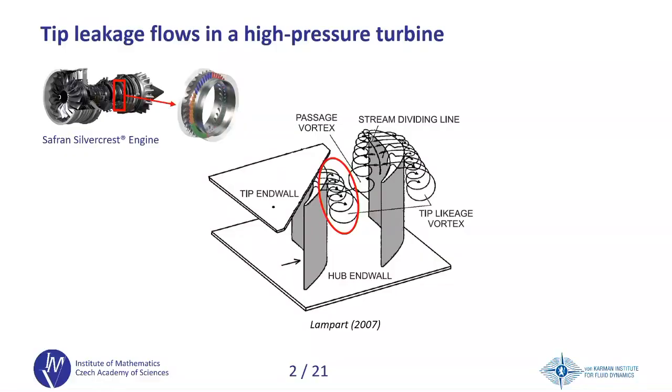So this is what we call tip leakage flows, and they have a negative effect on the performance of the turbine because a part of the flow just goes through the gap. It isn't turned by the blade, so it doesn't do any work, and this leads to a loss of efficiency. So this is an important issue for the manufacturers of the turbines, of the jet engines, and they try to mitigate this effect somehow.